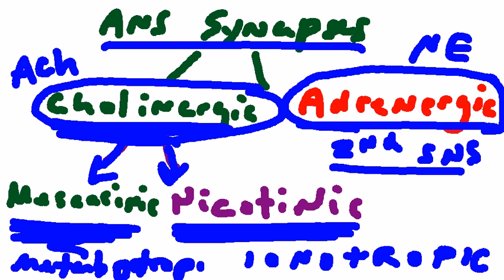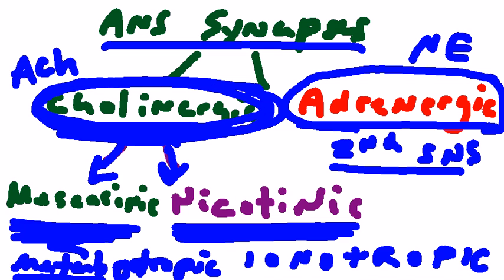So I hope you can see why, if someone tells you a synapse is cholinergic, it would be very important to find out whether that cholinergic synapse is nicotinic or muscarinic, because the fundamental physiology is very different between nicotinic receptors and muscarinic receptors.